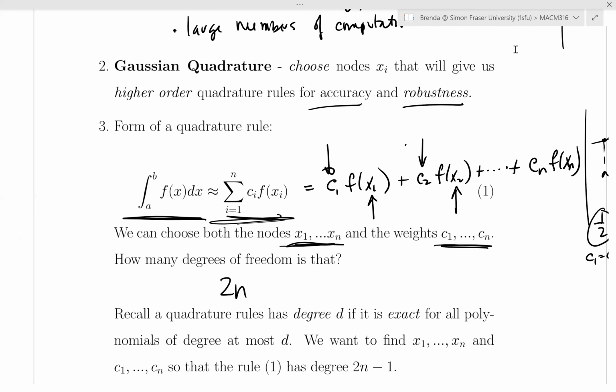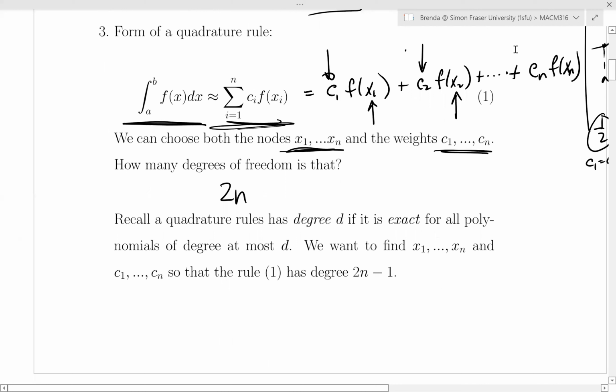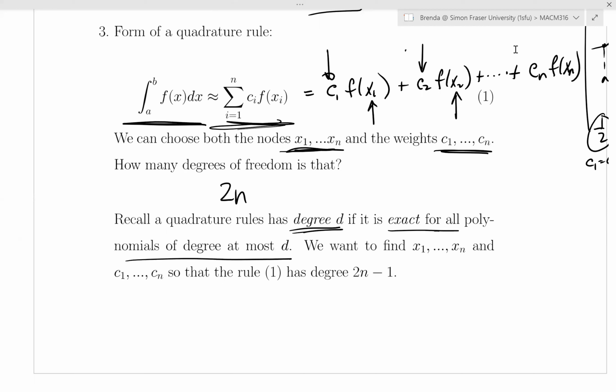Okay, we did mention earlier that a quadrature rule has degree d if it is exact for all polynomials of degree at most d. So what we're going to try to do is choose the nodes and choose the constants so that our quadrature rule, this one right here, has degree 2n minus 1. So that's our ideal version.